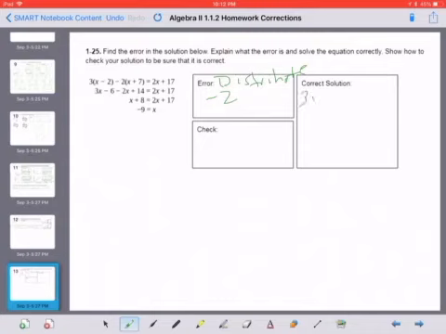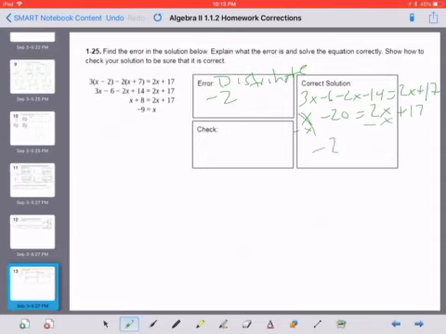So we know we have 3x minus 6 minus 2x. It should be minus 14 equals 2x plus 17. So I'm going to simplify. So I get x minus 20 equals 2x plus 17. So subtract x's from both sides. I get -20 equals x plus 17. Subtract 17. I get -37 equals x.